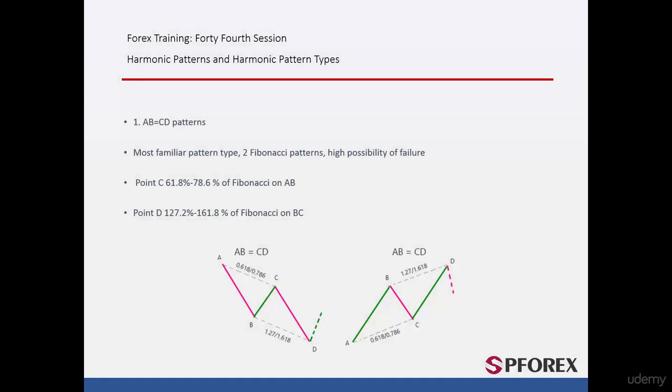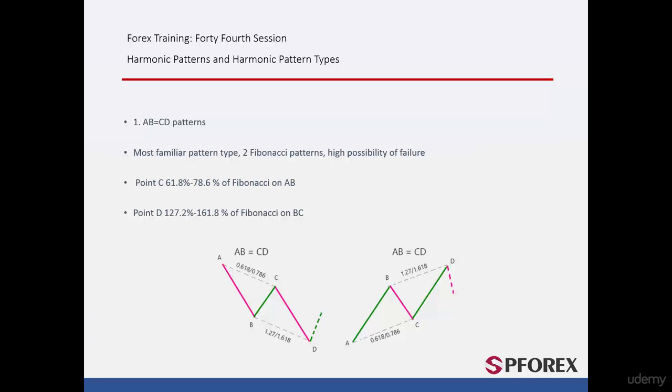AB equals CD pattern is one of the most popular types of harmonic patterns, which has a similar structure compared to the other harmonic pattern types. As illustrated on the graph, the Fibonacci patterns must be drawn on 3 swings. If the first Fibonacci is drawn on the AB swing, then the trend must return to an area between 61.8% and 78.6%. A reversal point in this region, called C, causes the trend to change its direction.